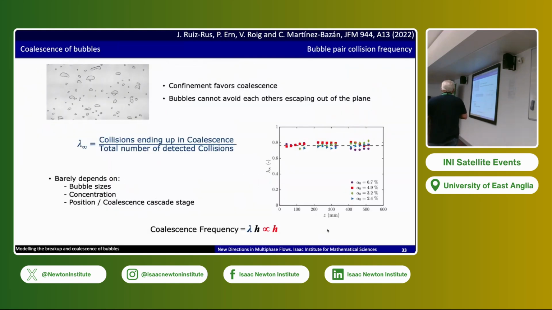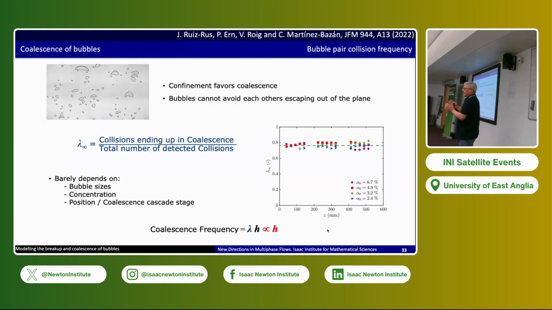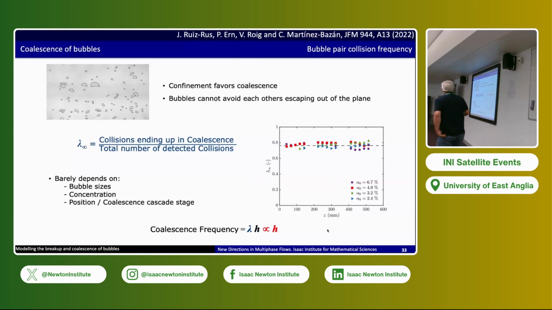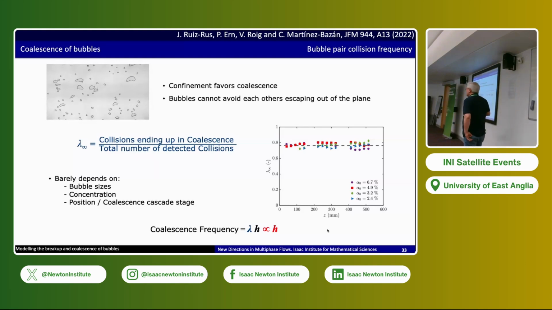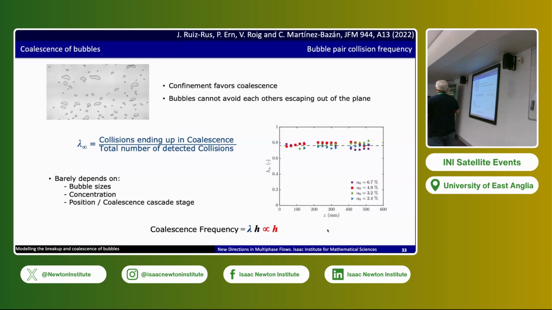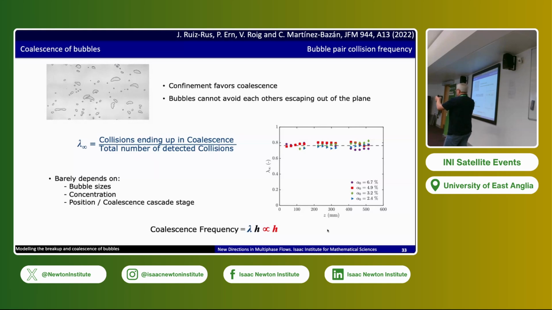So now, from that, I said we need to get results for the collision frequency and also the collision efficiency. The collision efficiency was easy. We just calculate the collision efficiency as the number of collisions that ended up in coalescence, which we could track by following the bubbles, divided by the total number of collisions. In our experiments, we see that this collision efficiency is about 80%, independently of the gas void fraction and the position or dV90. So we have a very high rate of coalescence just because our configuration is planar, so the bubbles cannot escape due to three-dimensionality.